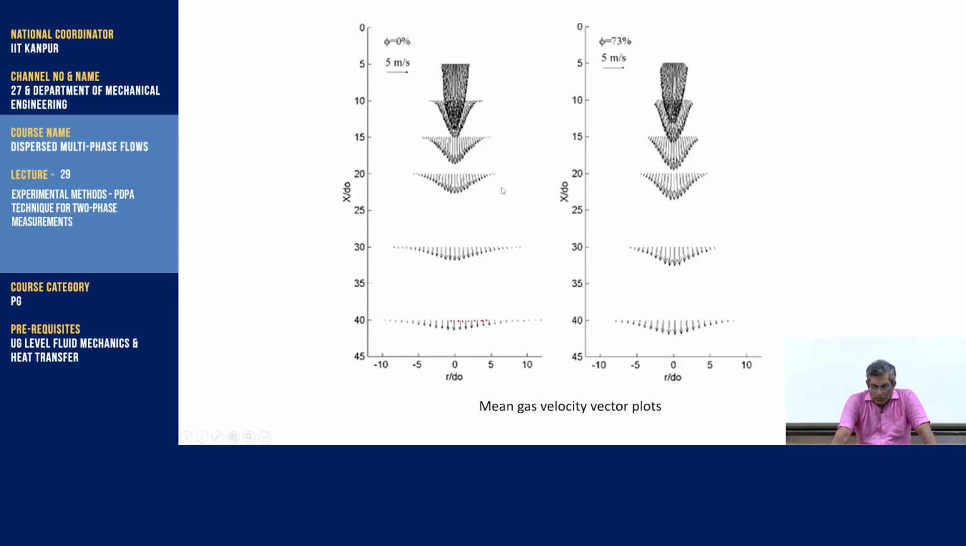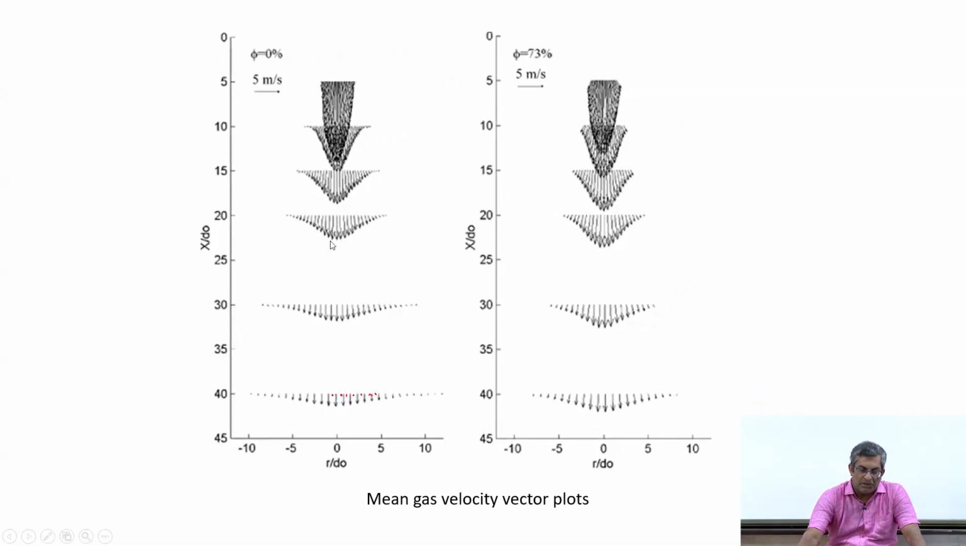So, if you see closely, you can see that in fact the carrier phase velocity is influenced by the particle. So here, for example, you compare, the profile looks similar, but the magnitudes are different. The velocity gradients are different because of the presence of particles. So this one shows a very good example. Here you can see how the velocity gradient has changed.